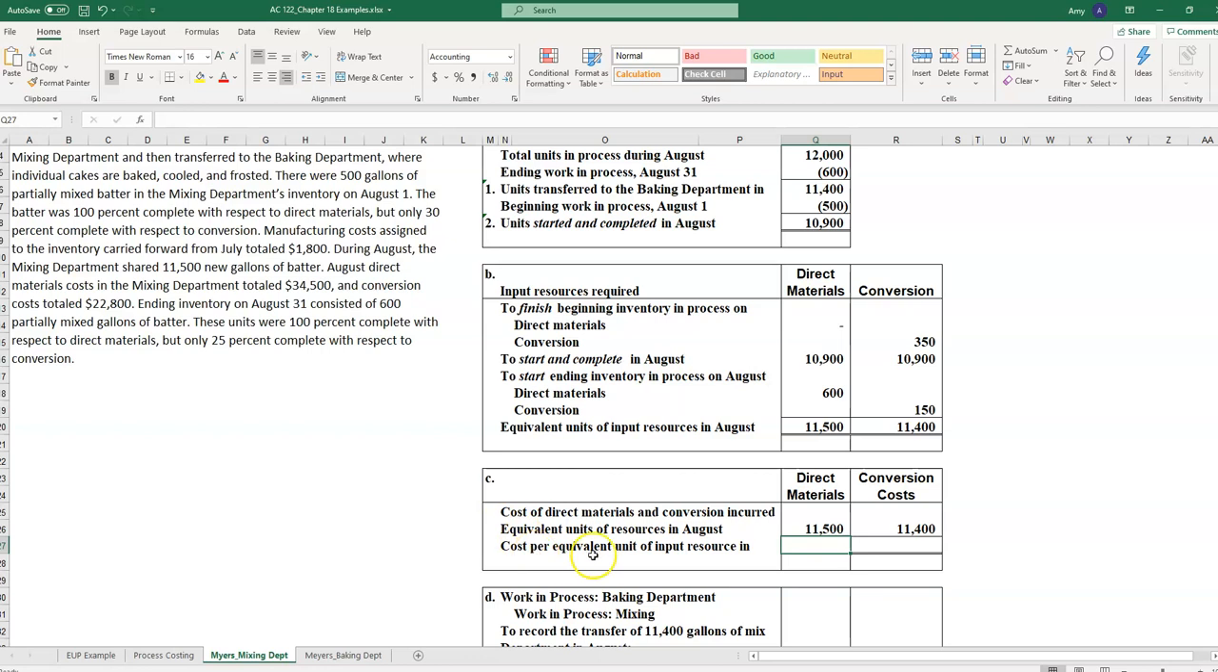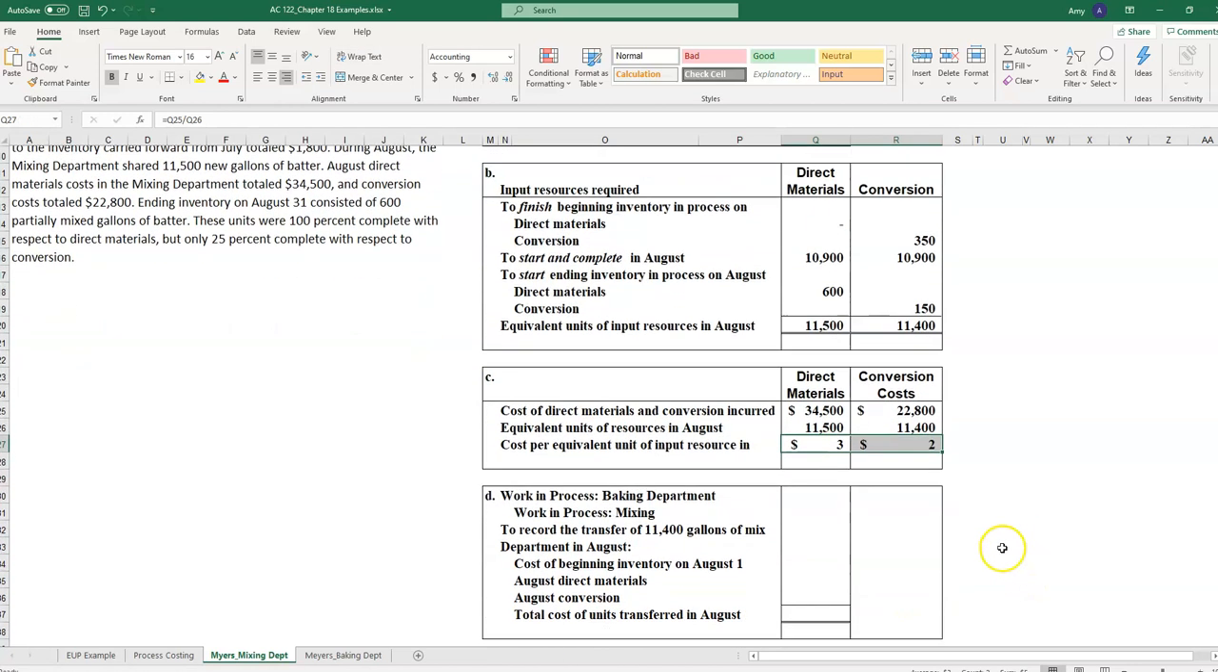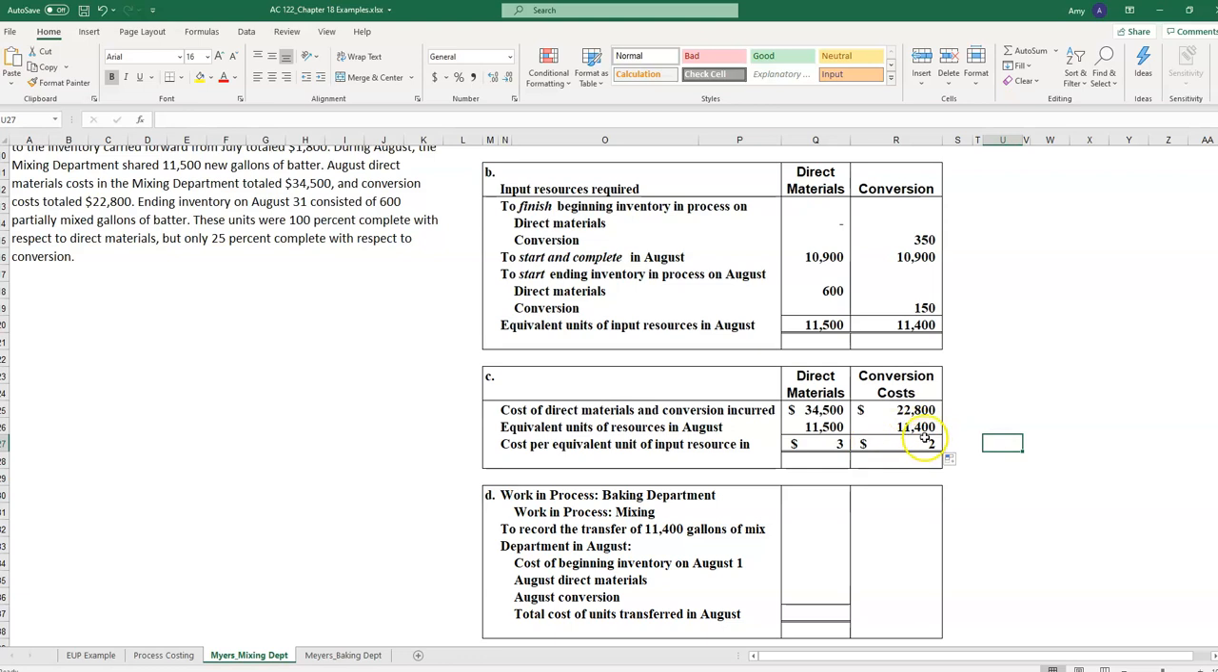Now we're going to calculate our cost per equivalent unit for costs in August. So our direct materials costs for August were $34,500. And our conversion costs for August, $22,800. We take our costs divided by the equivalent units, and we get a cost of $3 per unit for direct materials and $2 per unit for conversion costs.